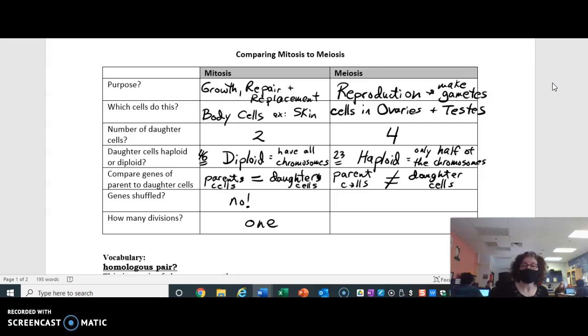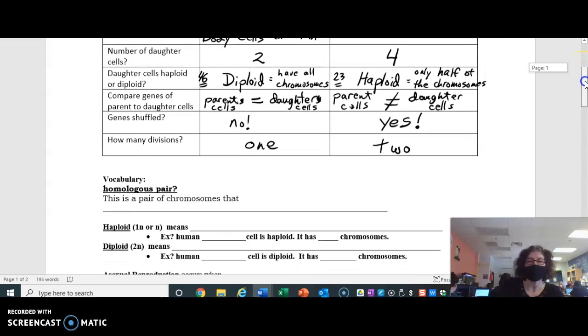Genes shuffled? Yes, just like a card deck. You do shuffle the genes as you're making sperm and egg cells. How many divisions? 2 different divisions. 2 divisions. One to make the first 2 cells, and then those 2 cells divide again. Okay, I'm going to go on down here and continue. Here we go.